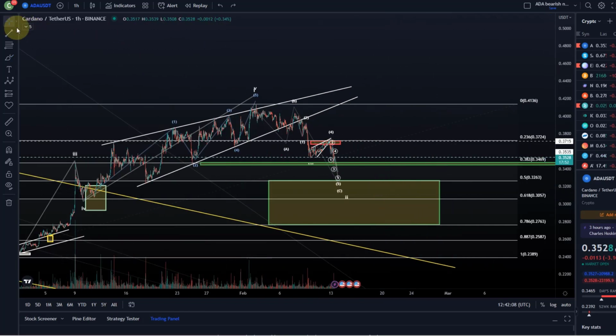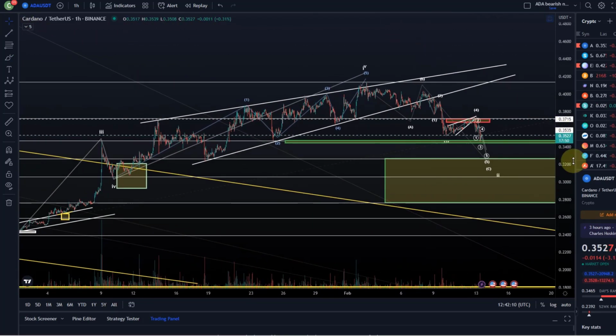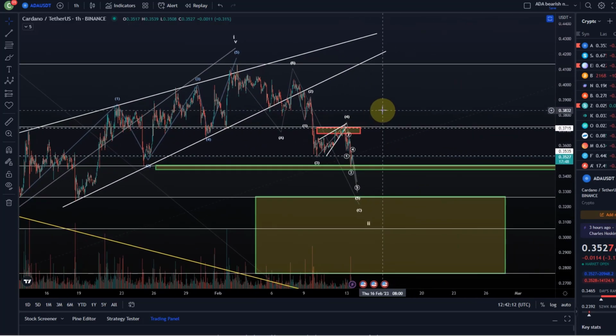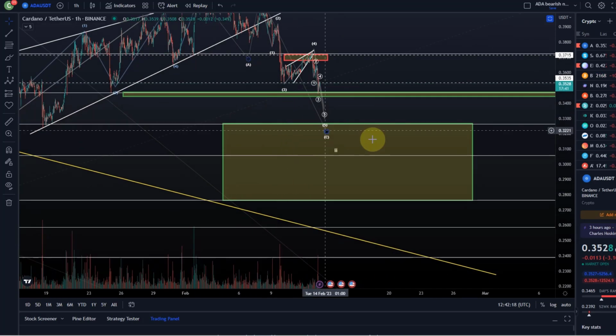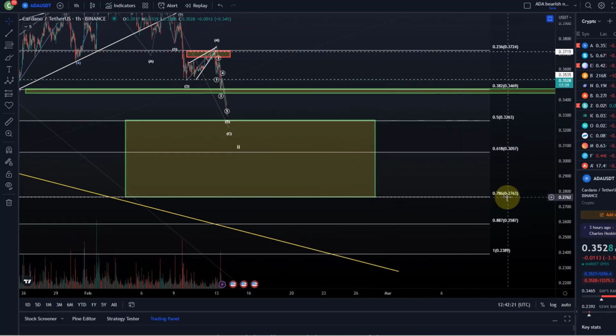And if we zoom in, we can identify the targets with a little bit more detail. So first of all, when we measure the entire distance all the way up to the wave 1 high, we get a key support area between 27.6 and 32.6 cents. This is where ideally a wave 2 should get into. Now, this is only support. This is not necessarily a target.